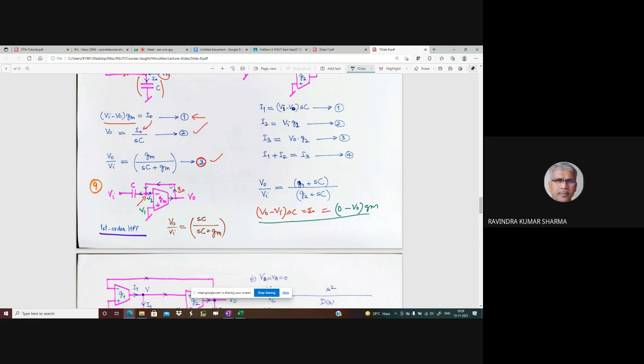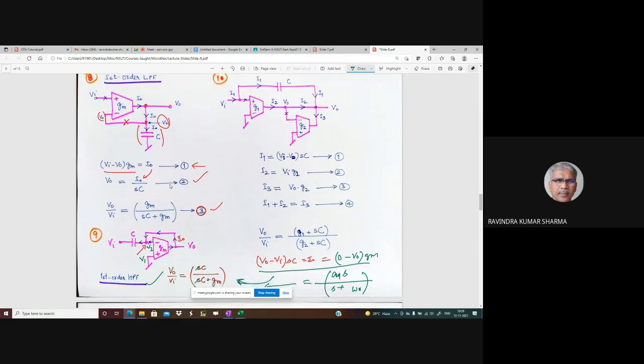Now manipulate this equation and find out V naught by V i. Then you get this equation SC by SC plus Gm. And that is nothing but the high pass filter. What is the transfer function of a high pass filter? It is A1 S by S plus omega naught. Okay? This is what you are getting here. This is first order high pass filter, right?